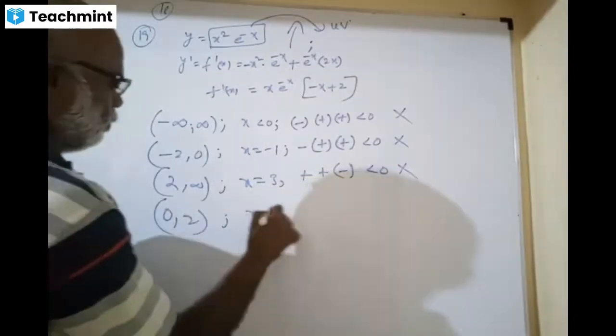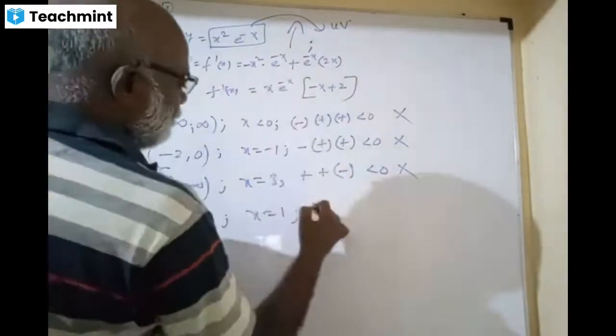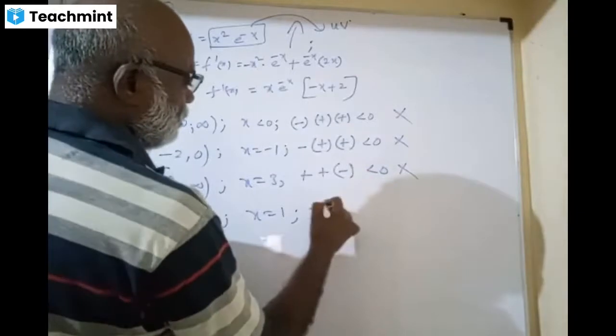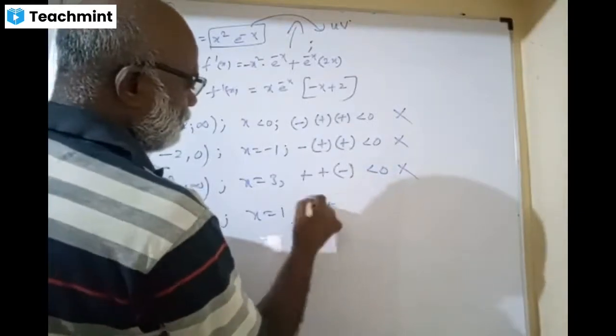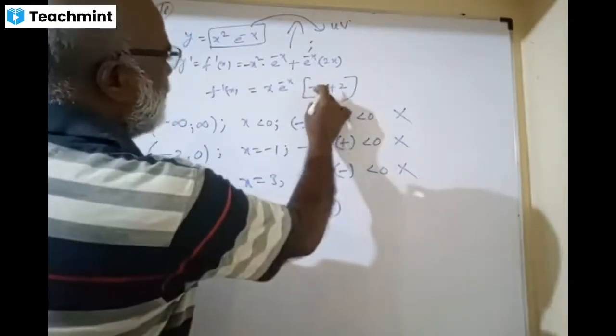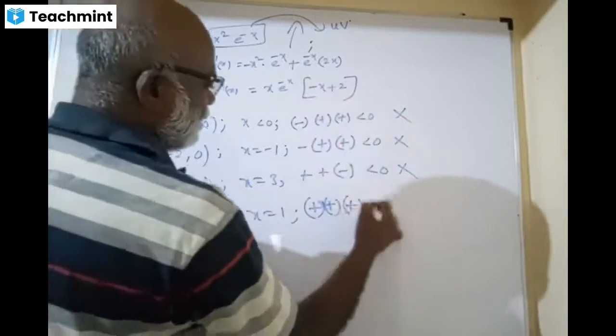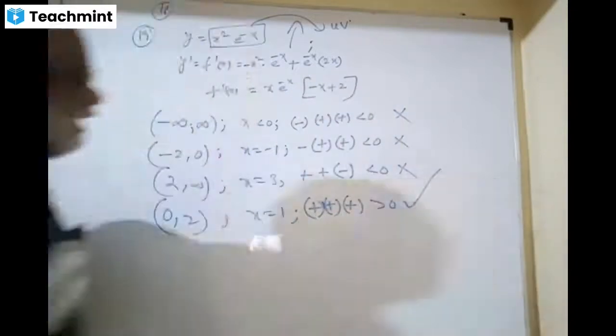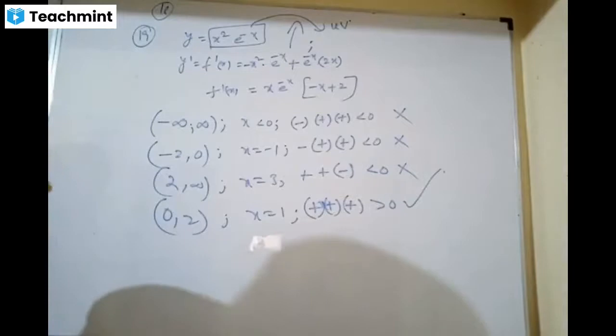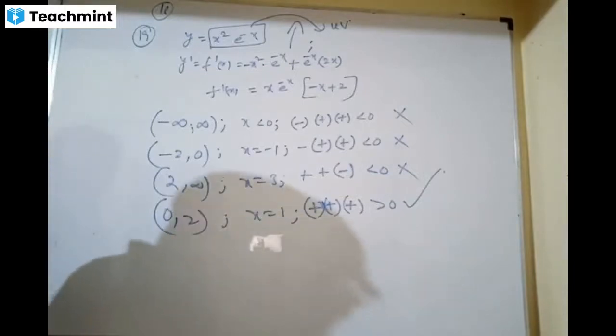Put x equal to 1. 1 is positive, positive. And this is minus 1 plus 2, which is positive, right? So it's positive, therefore D is the right answer, my dear. So okay, clear, ba? Right?